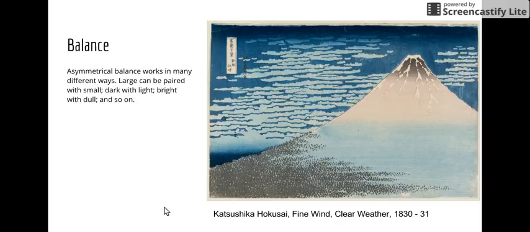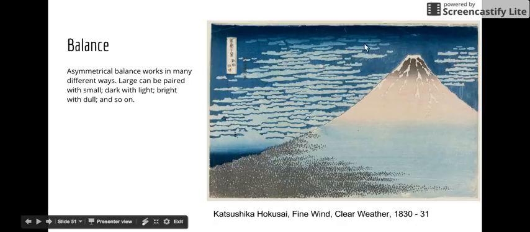And here's another example of asymmetrical balance, and it works in many different ways. The large can be paired with small, and dark with light, and bright with dull, and so on. In this ukiyo-e print, which is a woodcut print by Katsushika Hokusai, you see that you've got very different sides. If we draw this line down here, you've got this mountain peak here, and the values are light against dark. And down here, it's lower placed, and it's actually dark in the background and light in the foreground. So there's a value reversal and a scale reversal on the two sides. And they're very different, but they have about the same amount of visual weight.